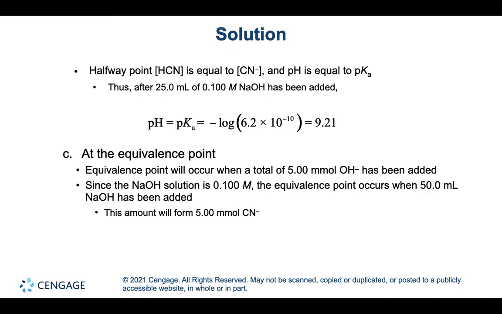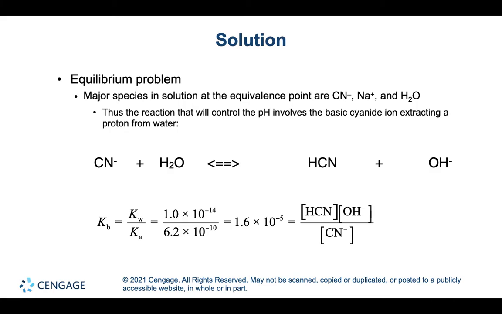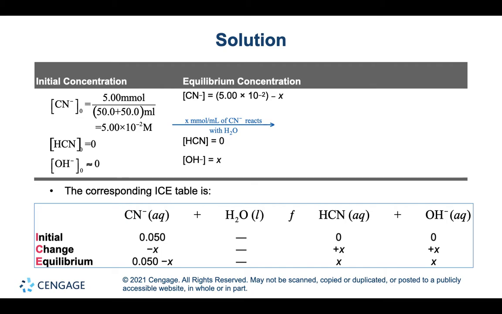Now at the equivalence point, your pH will actually be determined by the pH of the weak base, CN minus. At the equivalence point, all 5 millimoles of HCN have reacted with 5 millimoles of OH minus to make 5 millimoles of CN minus. Now your CN minus is going to have a Kb that's equal to Kw over Ka, and a volume of 100 milliliters.